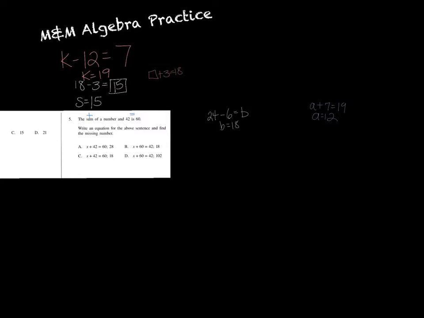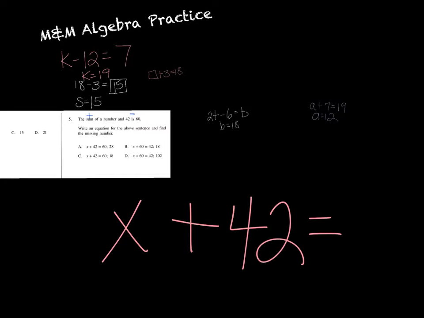So if it says the sum, I know that I have to have an addition sign. The sum of a number. So a number, what do I put there? X. It's my variable. So the sum of a number and what number? 42. And 42 is? 60. So how do I solve for that? Everyone. 60 minus 42. All right, do it.